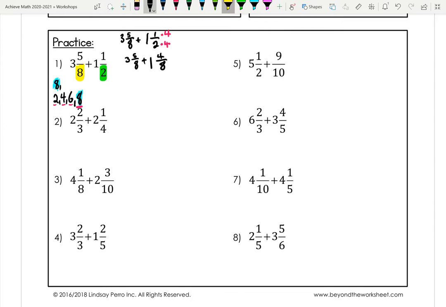Now, I'm going to be adding. I'm going to do 3 plus 1, which is 4. I'm going to do 5 plus 4 is 9 over 8.